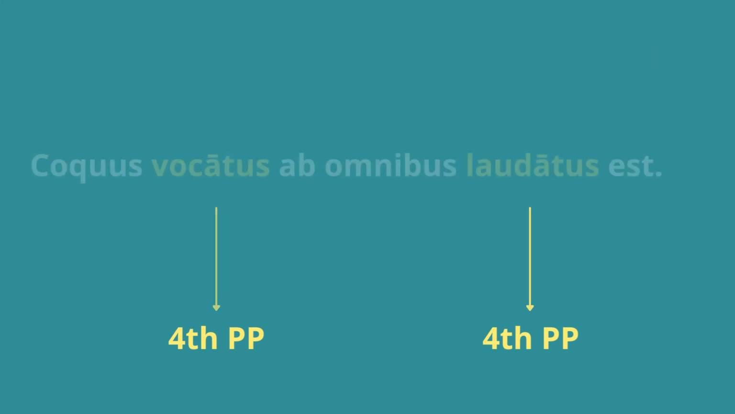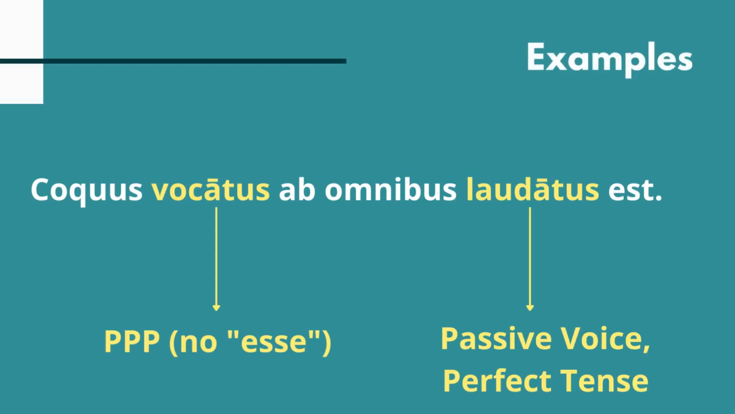So again, even though they look similar, they're doing two different things, and this is how you can tell them apart. Look for the verb esse, right? If there's no esse going with the fourth principal part, it's going to be a perfect passive participle. If there is esse going with it, it's just going to be the passive voice of either perfect, pluperfect, or future perfect tense, depending on what tense the esse is, right? If it's est, erat, or erit, that's kind of what we're talking about. That'll tell you what tense is in the passive voice.